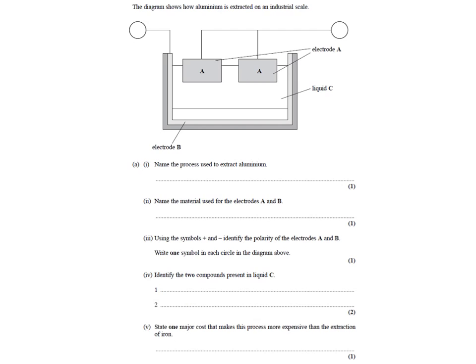Right, here we go. So here we've got a picture of the process used to extract aluminium from its ore, and hopefully you know the ore of aluminium is bauxite. Name the process used to extract aluminium. Well, that's a real giveaway question. I hope the process is electrolysis.